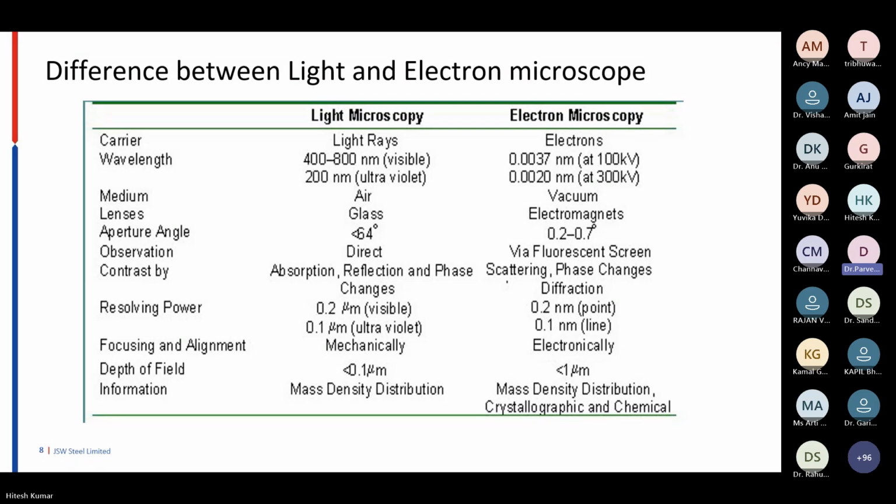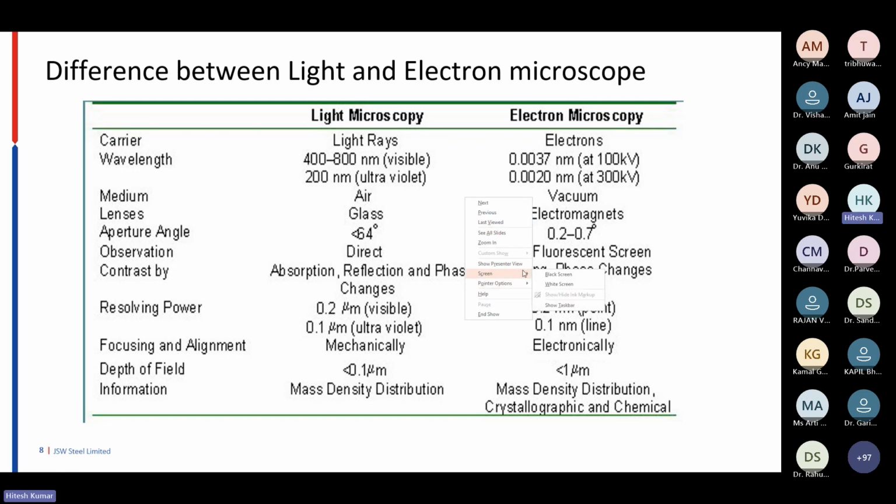Okay. So the second is the medium. Like what type of media can be used? In light microscopy, you can use air, you need not require any vacuum media. But in electron microscopy, you require vacuum because when the electrons are generated, you want the maximum bombardment on your sample, and there should be no interaction of electrons with the outside media. So that's why we need vacuum.